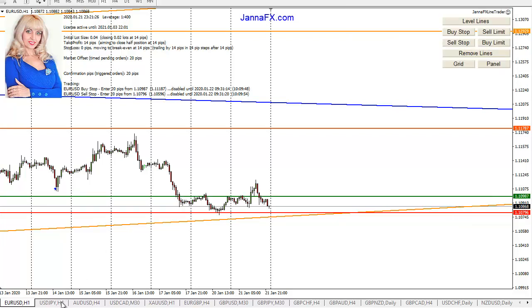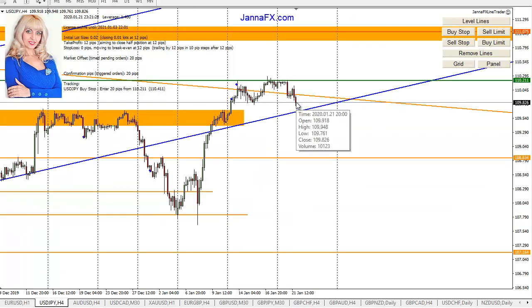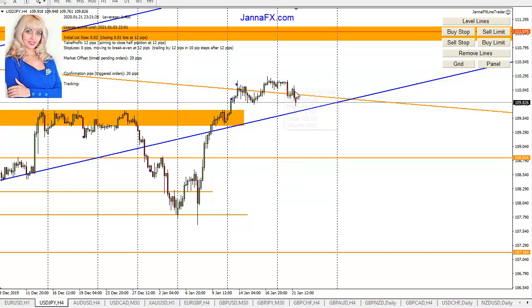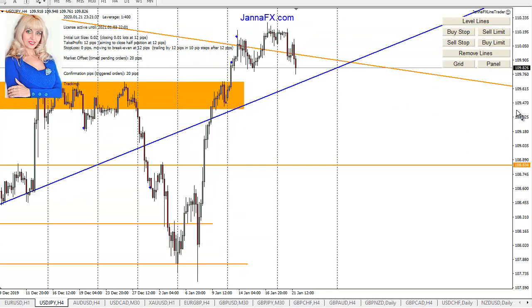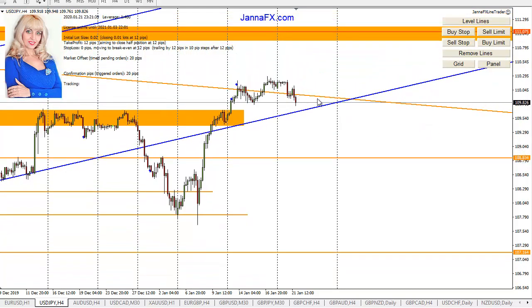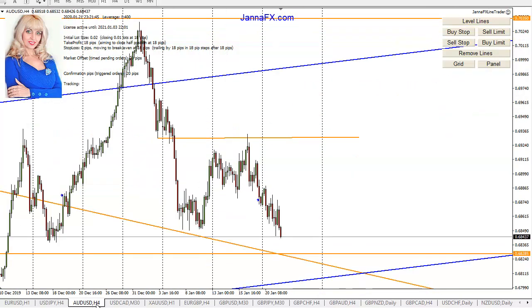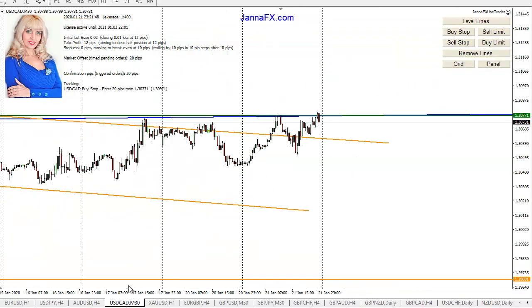And okay, dollar yen, you see, started to move down in the designated area. So at this moment I'm just going to remove it because there's no need, just in case of any jumps back, and tomorrow I'm going to check if it's going to stick in this area. Maybe it will go back down to possibly this area. So not doing anything at this moment. Australian dollar is continuing down, nothing. Dollar Canadian I'm going to also remove for the night, because there's no need, nothing there.